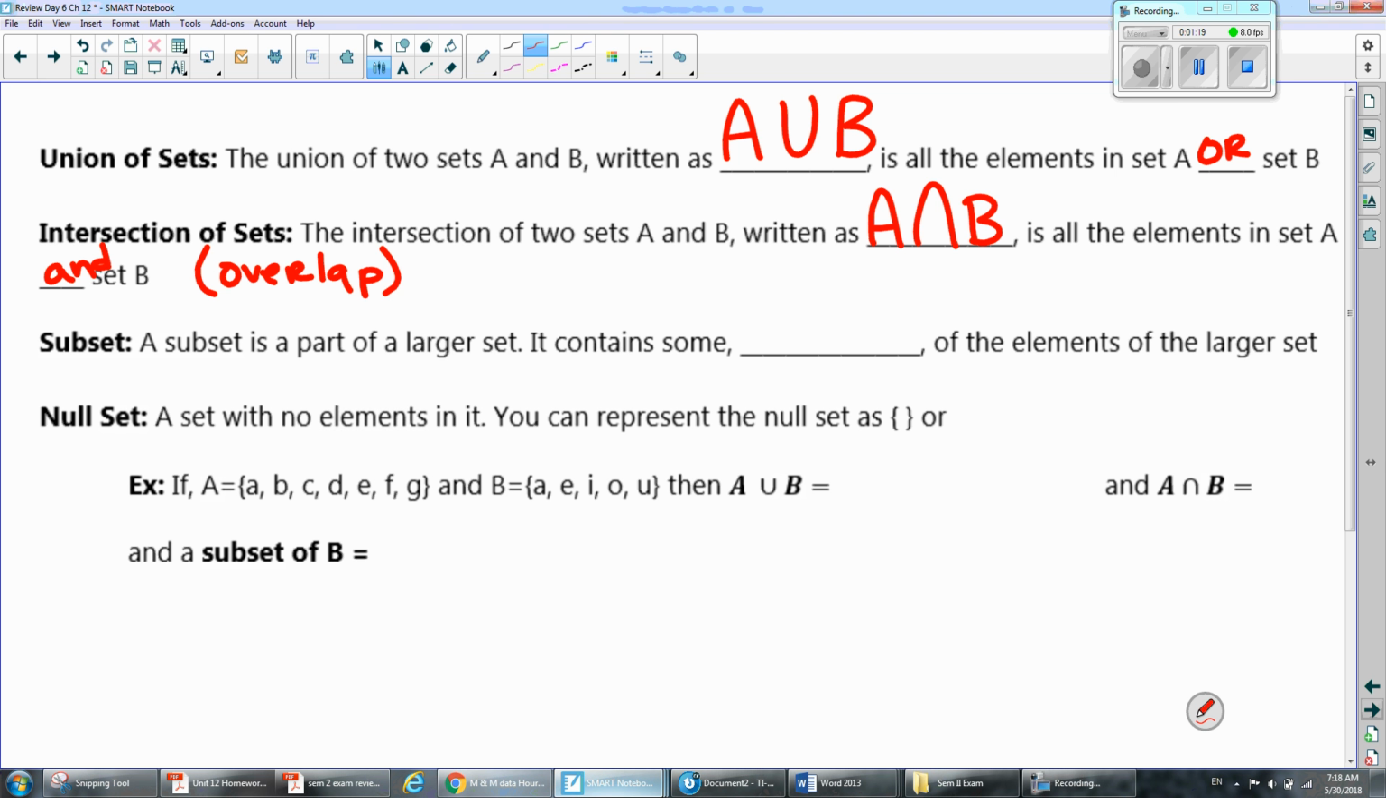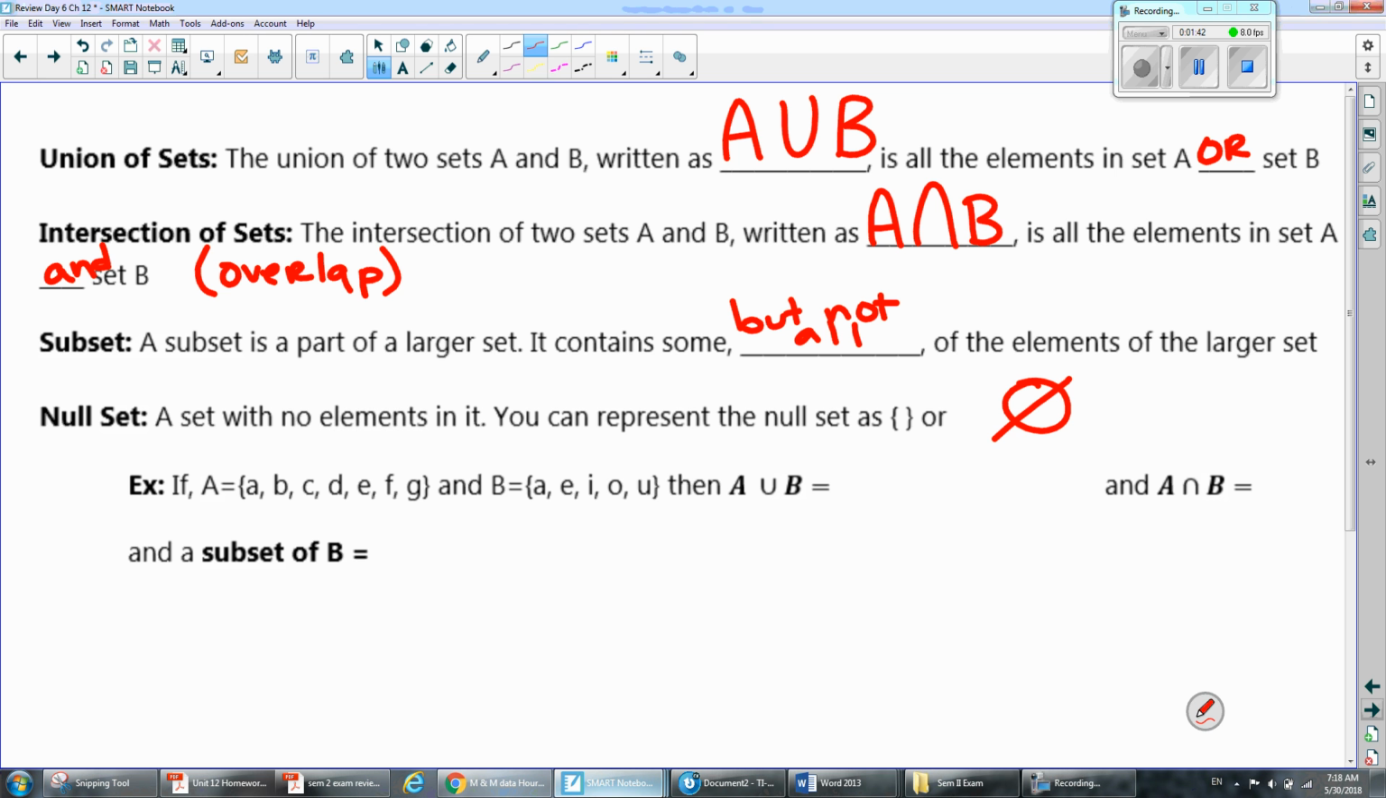A subset is just a smaller set. It's a part of a larger set. It contains some, but not all, of the elements of the larger set. And the null set is a set with no elements in it. You can represent it as those empty brackets or that symbol there, a 0 with a slash through it.